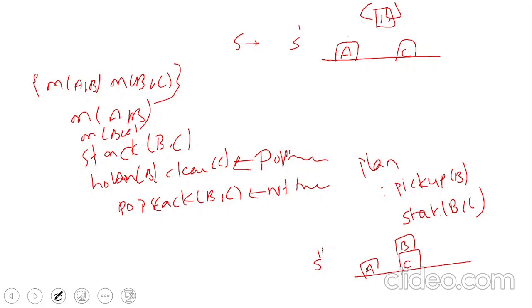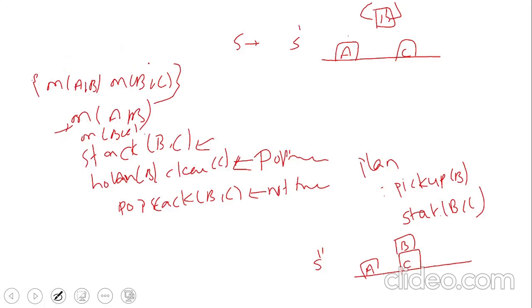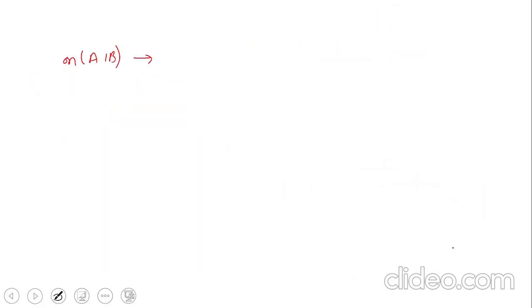Now we popped this stack B C also. On B C also we removed. Now we are having on A B. Next one is on A B. Now on A B, so this is also not true. We are not having on A B in this S bar state. Okay, not true. So push the relevant action.